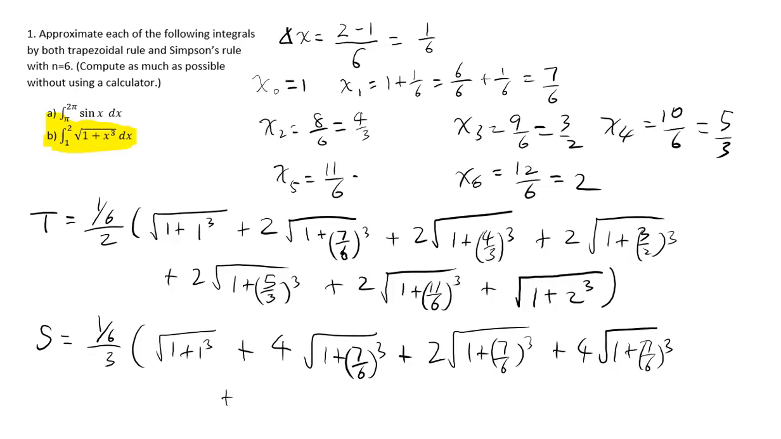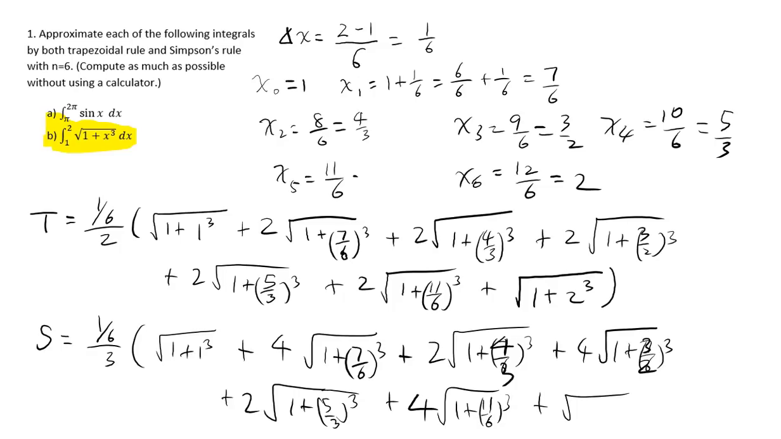Okay. Oh, why did I put 7/6? This is 4/3, and this is 3/2. Okay, and then 2 times 1 plus 5/3 cubed, plus 4 times square root of 1 plus 11/6 cubed, and then finally you have square root of 1 plus 2 cubed. Okay.